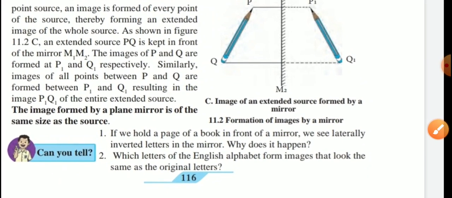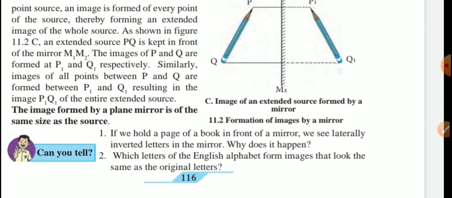Some basic questions are given for you. You recall the answers of these questions. First one: if we hold a page of a book in front of a mirror, we see laterally inverted letters in the mirror. Why does it happen? Explanation is given in these above three figures, this last figure C.